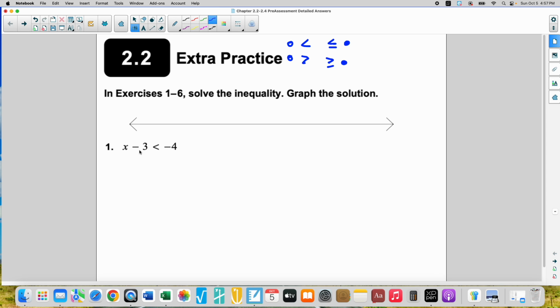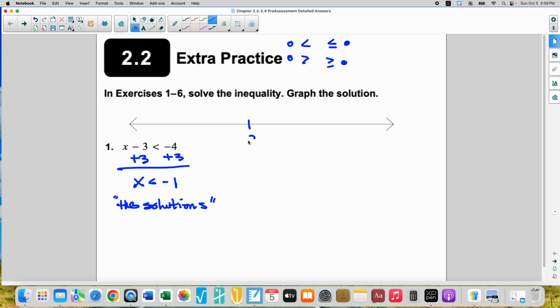So when we have an inequality and something is being added and subtracted, we treat it very similar to an equation. We see 3 is subtracting it, so we're going to add 3 to both sides, leaving us with x is less than -1. Notice my variable comes first. We kind of look at that as my solutions. The solutions are less than -1.